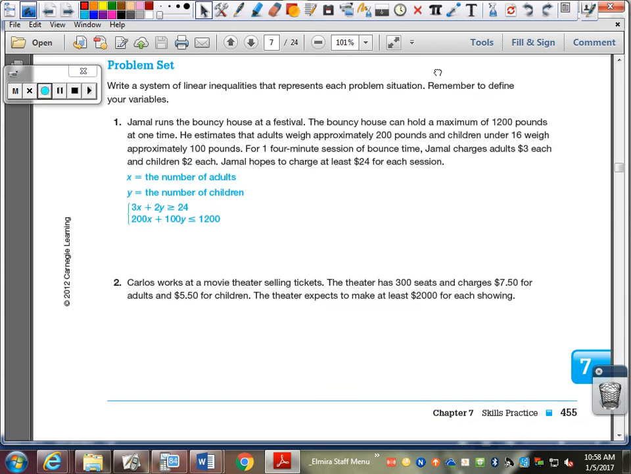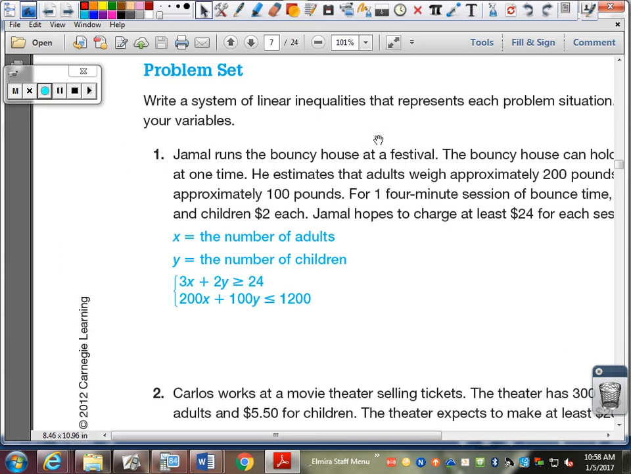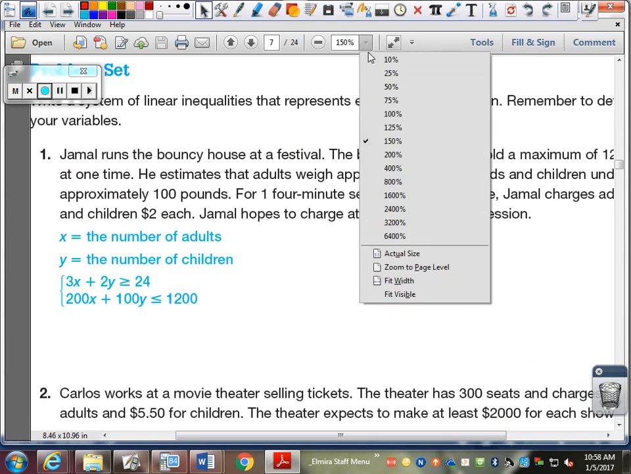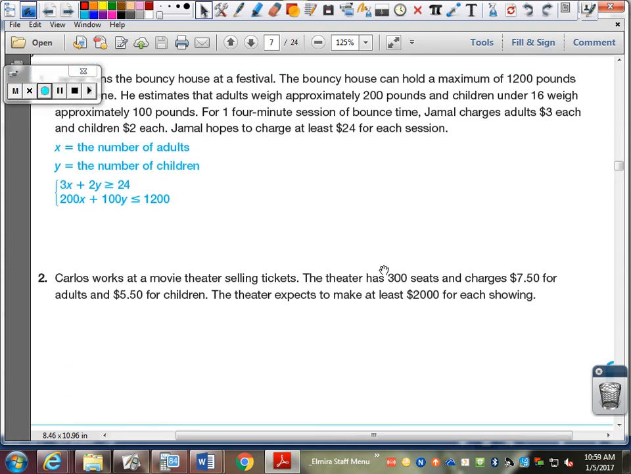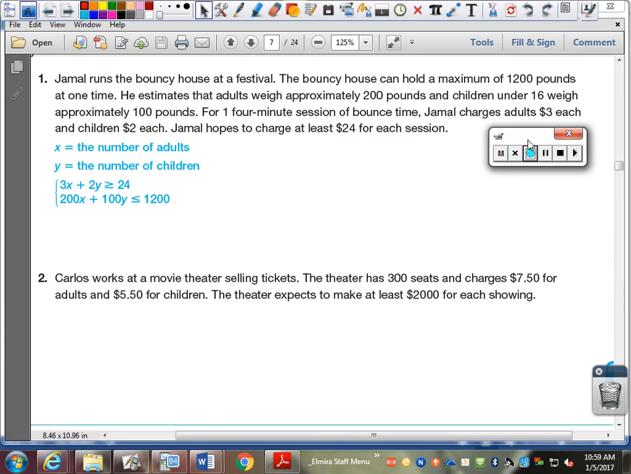The very first section of the homework is asking you to write a system of linear inequalities that represents each problem situation. Writing a system of inequalities is very much like writing a system of equations, except instead of putting an equal sign, you're going to put an inequality sign. And you're going to know the sign based on the context of the question. So you really have to read.